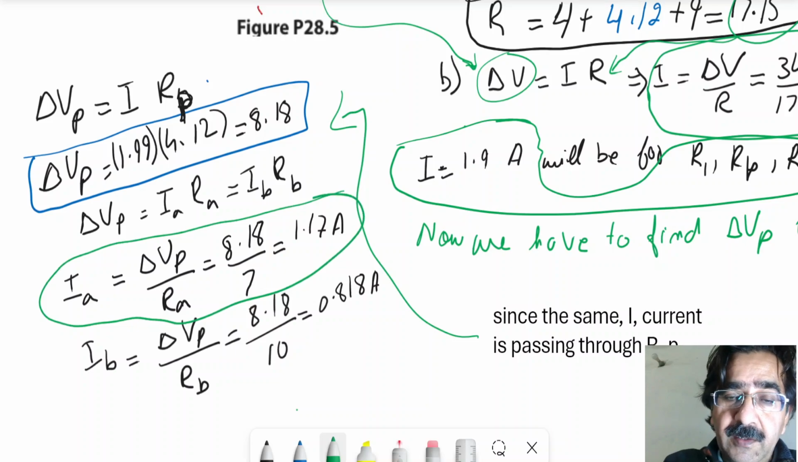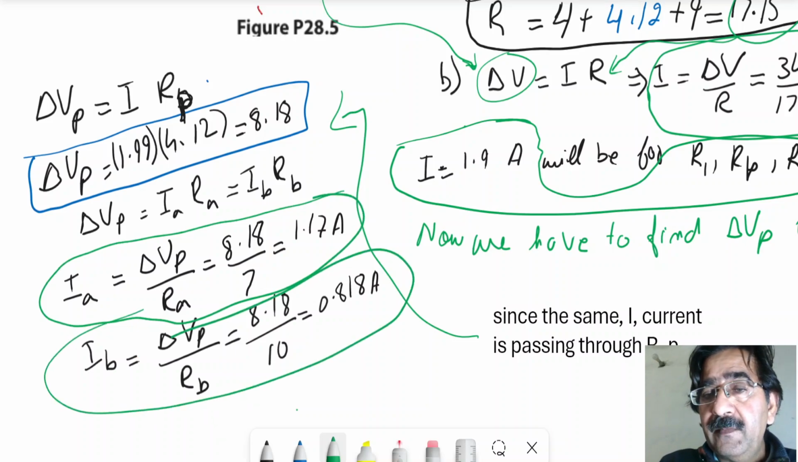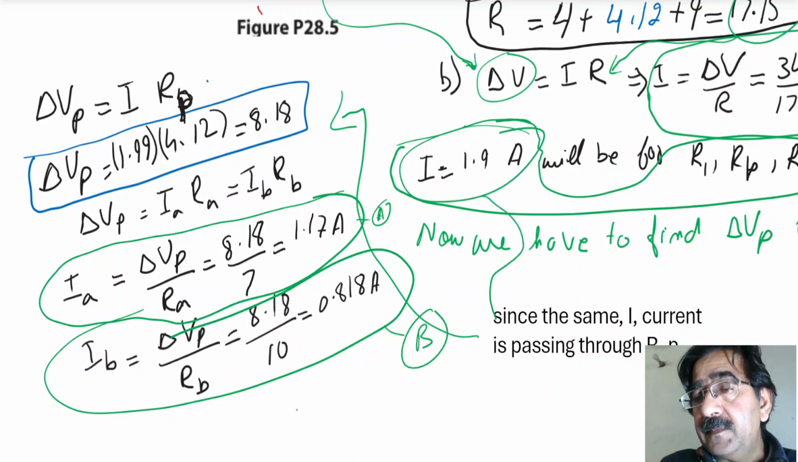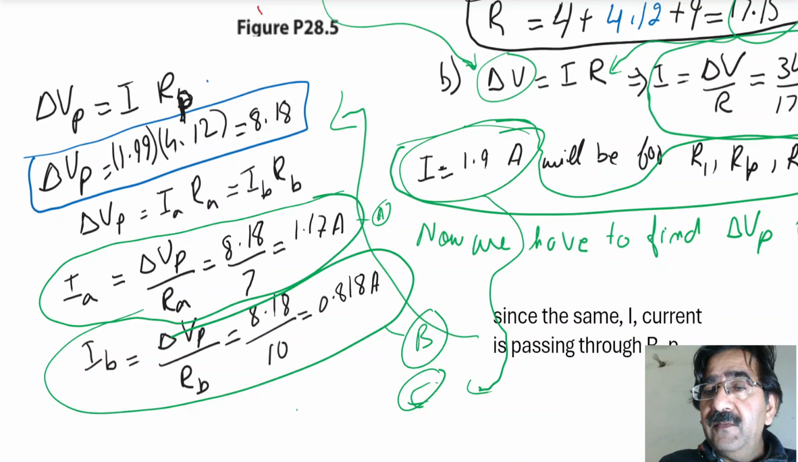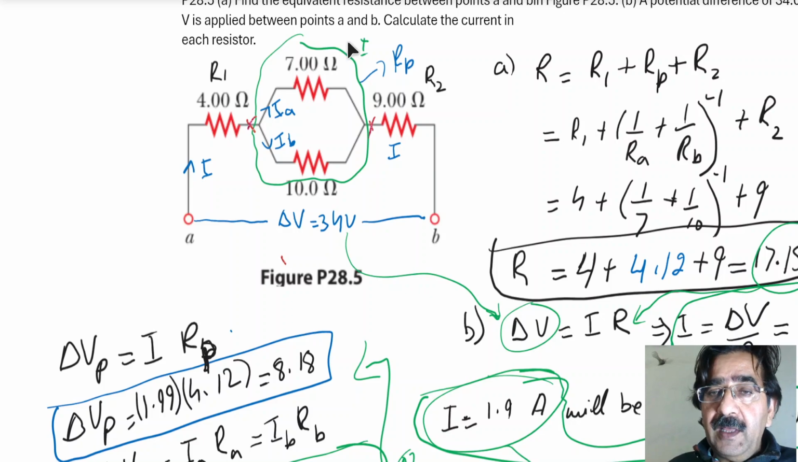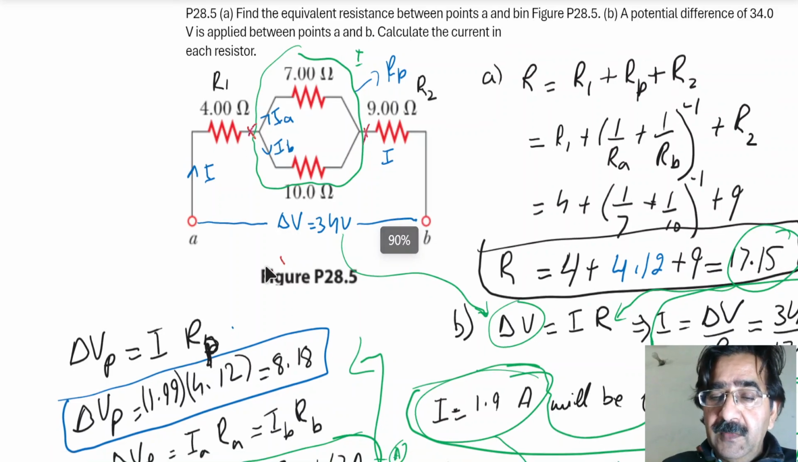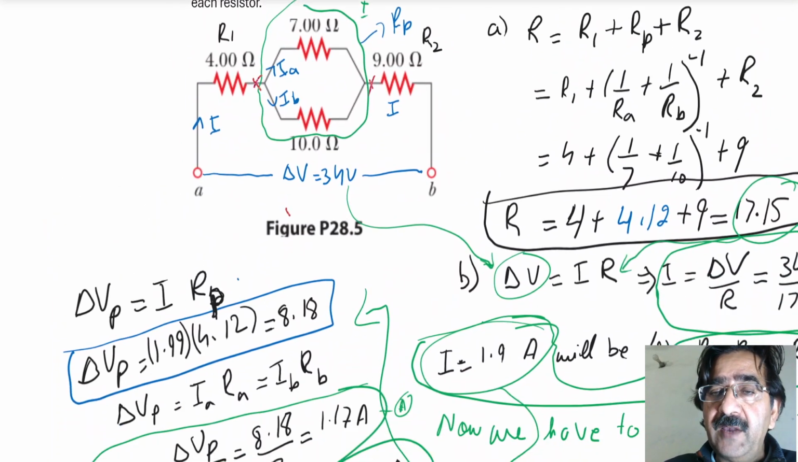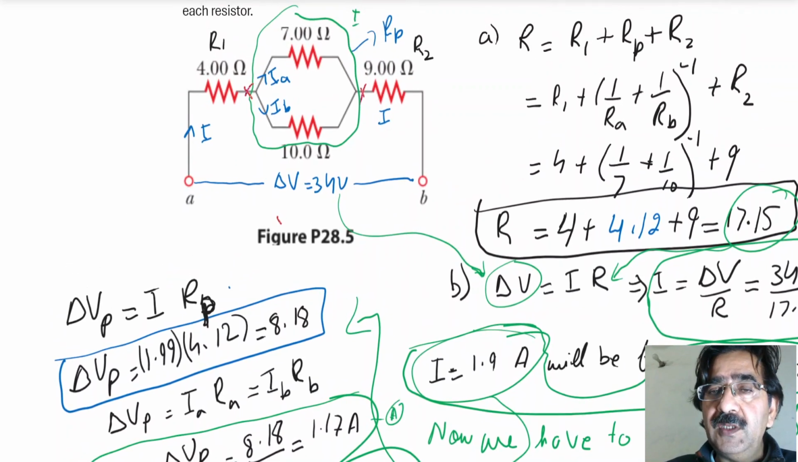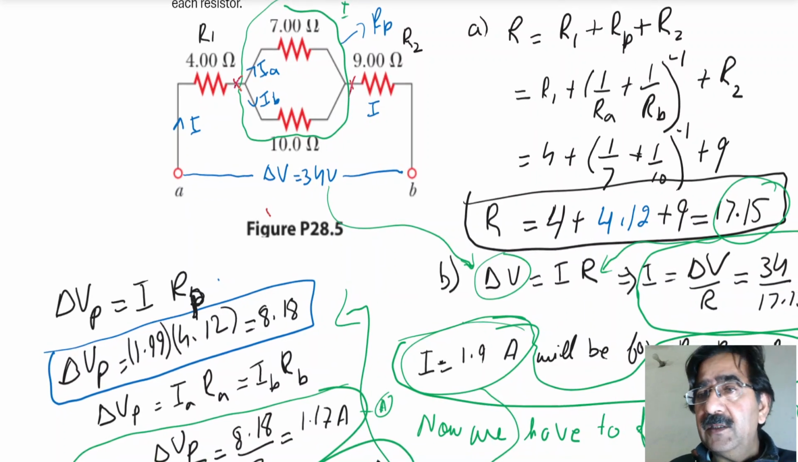Okay, so these will be the required results, A, B, and this C. I will be the current passing through R1 and R2, and IA, this 1.17, will be passed through the 7 ohm, and IB, 0.818, will be passing through the second resistor, that is 10.